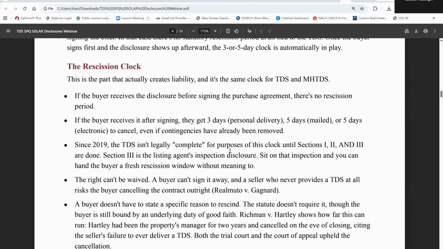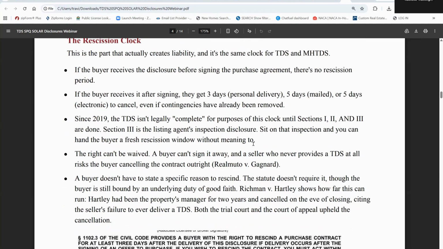So the rescission clock, this is the part that actually creates liability. It's the same clock for the TDS and the mobile home TDS. So if the buyer receives a disclosure before signing the purchase agreement, there's no rescission period. Or sorry, if the buyer receives it after signing, they get 3 days for personal delivery, 5 days for mail, and 5 days for electronic delivery to cancel, even if contingencies have already been removed.